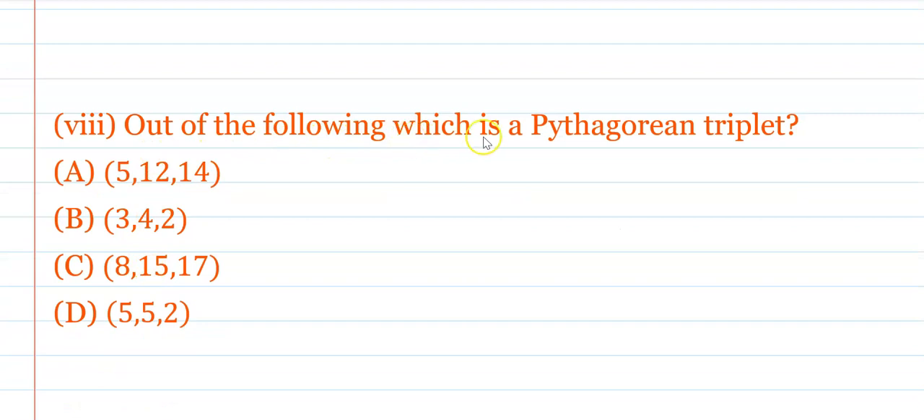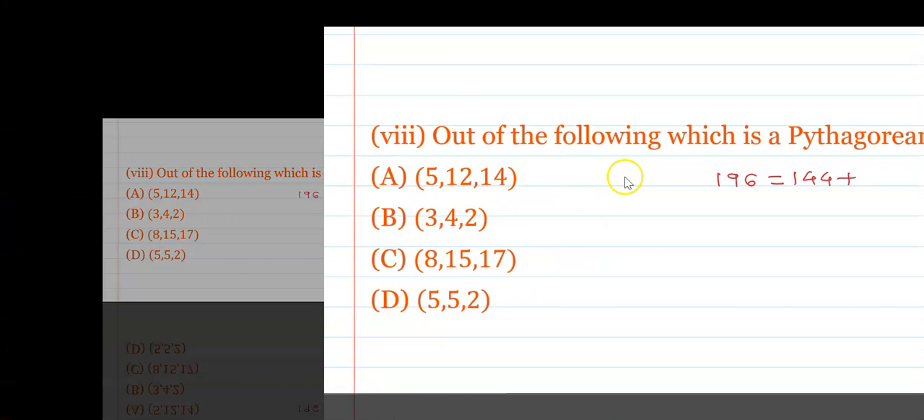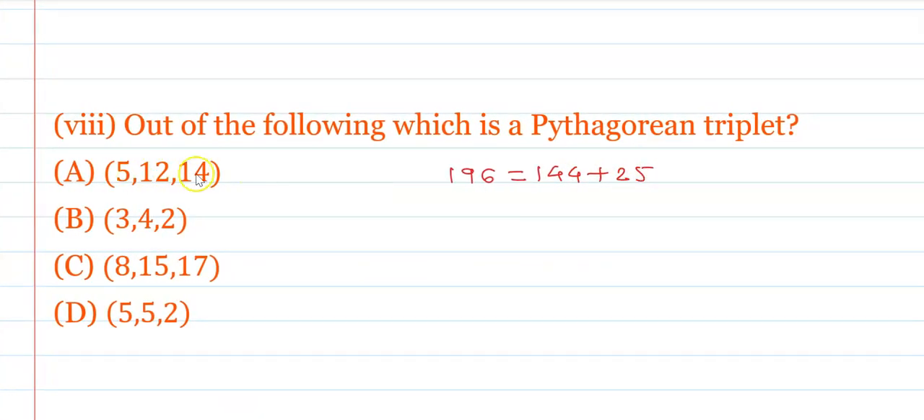Out of the following, which is Pythagorean triplet again? Okay. Now if we observe here again, 14 square is 196, biggest side. 12 square is 144 and 5 square is 25. For the first one we will take 144 plus 25, 169. They are not equal. Therefore the first triplet is not Pythagorean triplet.